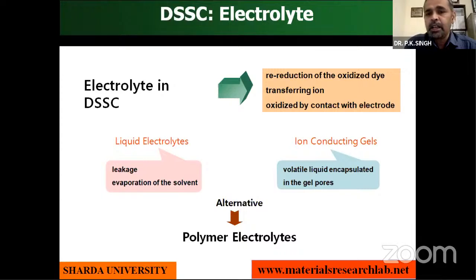But there are some other alternatives. If you look at the advantages and disadvantages of other popular electrolytes, polymer electrolyte is one of the best suited candidates. I cannot say that it is going to replace liquid electrolyte. It is the best suited candidate in place of liquid electrolyte.